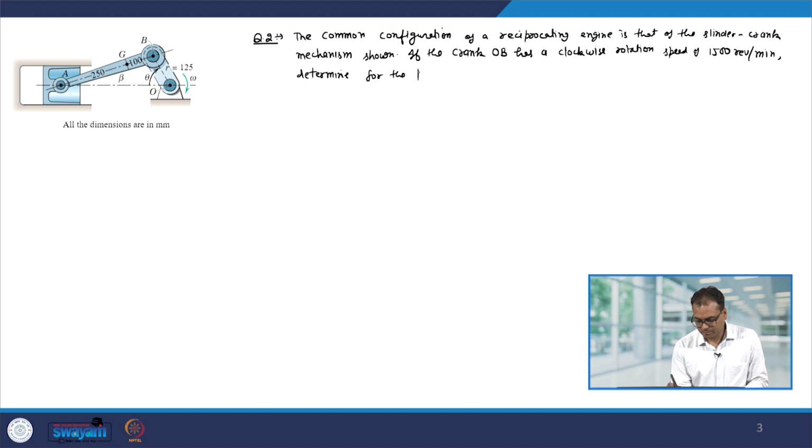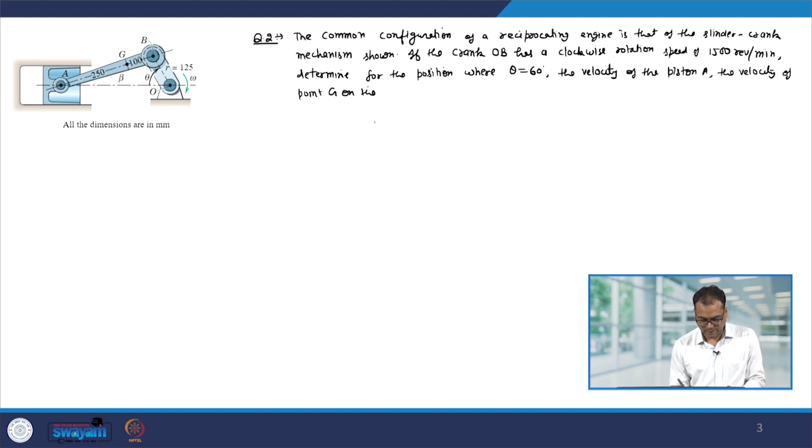for the position where theta equal to 60 degree, the velocity of the piston A, the velocity of point G on the connecting rod, and the angular velocity of the connecting rod.